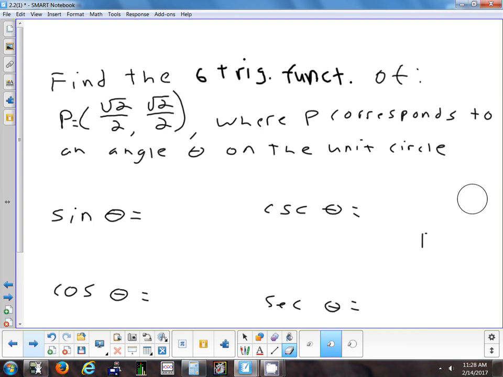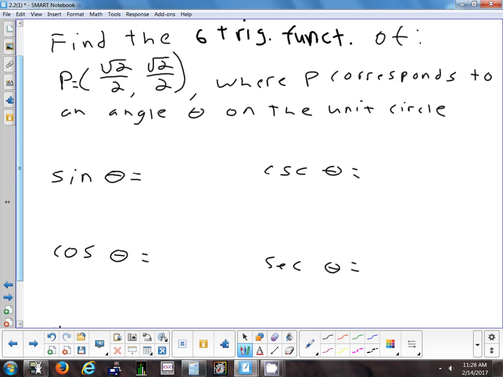Okay. So eventually, tomorrow, I'll say something like find the sine of 45 degrees, and the first step is going to be figuring this coordinate out. So tomorrow, I'll show you where these square root numbers come from. But for today, I gave it to you, so you don't have to worry about where it comes from.